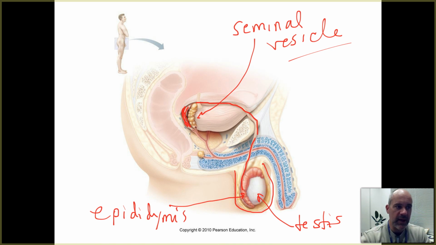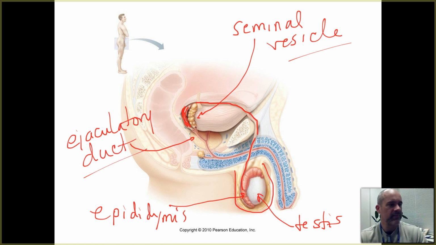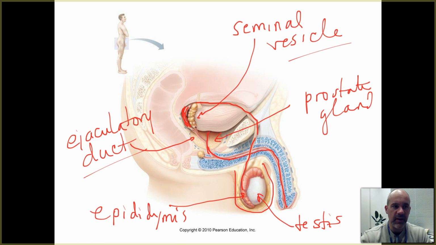And then the contents of the vas deferens and the little duct from the seminal vesicle combine to form an ejaculatory duct. But you do actually have one of those on the left-hand side and the right-hand side. And then here's your urethra passing through the prostate gland there in yellow. There's your urethra. And the urethra is passing through on the cross-section there through the section through the penis that we're taking a look at.